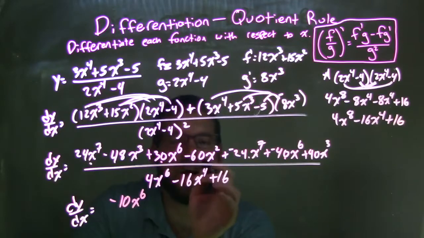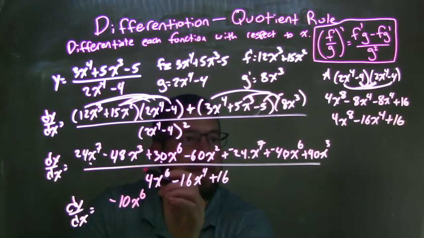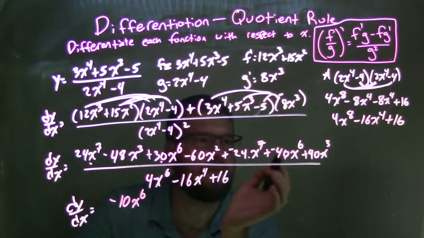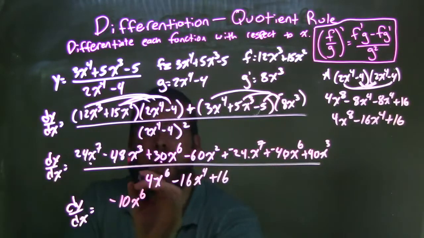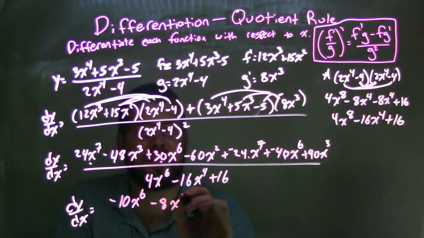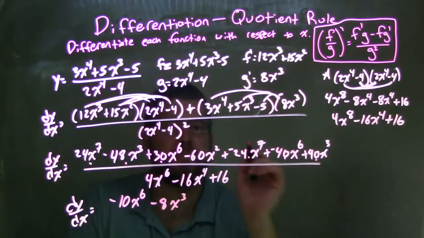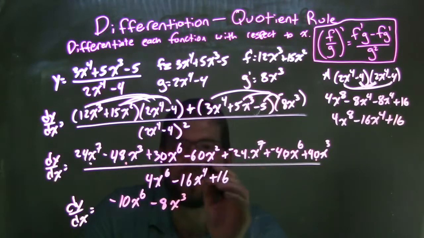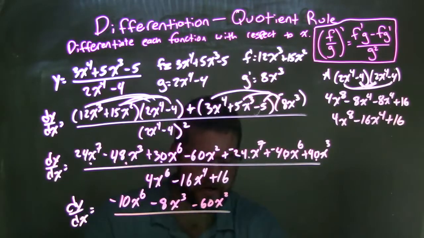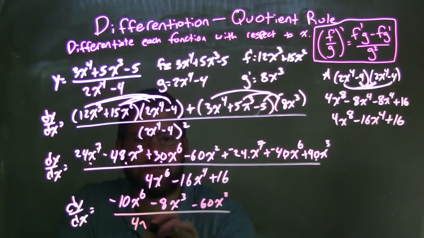Then I see the next highest degree is the 3rd power, right? We have 7, 6, no 5, no 4, so we have the 3rd power. Negative 48 and positive 40 is a negative 8, so we have negative 8x to the 3rd right there. And then lastly, it's just negative 60x squared. All over my denominator here, which is 4x to the 6th minus 16x to the 4th plus 16.